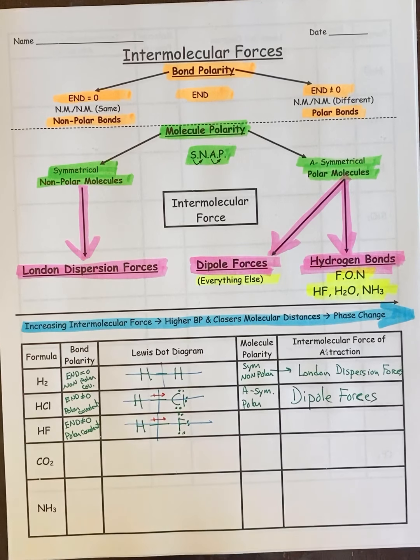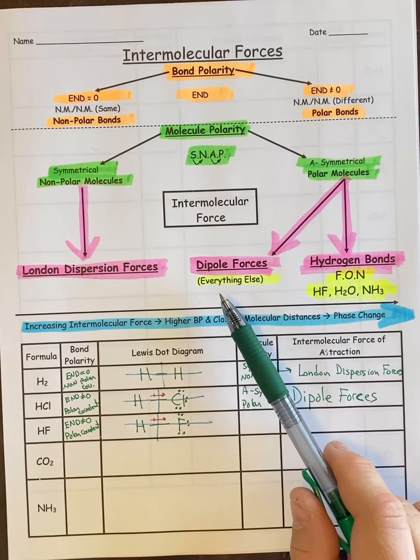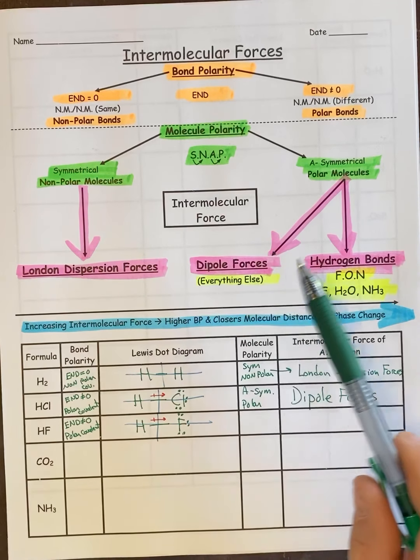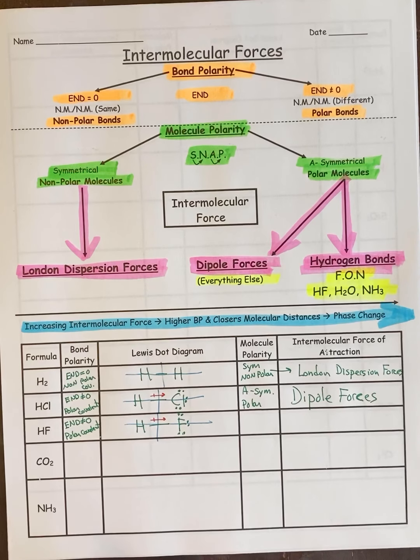So yeah, the easiest way to figure out if you're dipole, it's very simple. If it's polar and it doesn't have F, O, or N, it's automatically dipole. The only time you even have to question it is if it's polar and F, O, or N are present in the molecule, then you have to think, well, is the H directly bonded to them? If it is, it's got hydrogen bonds, like in this next one.